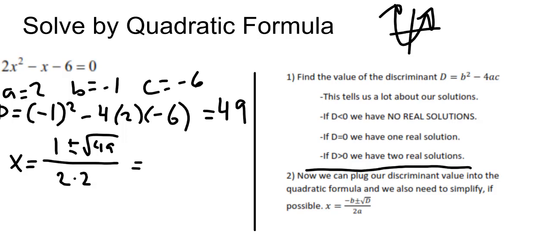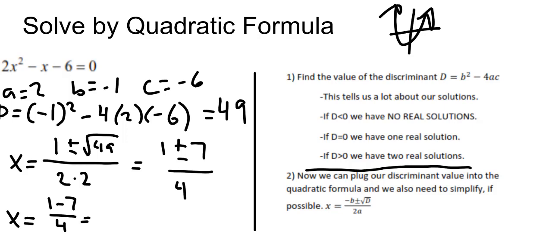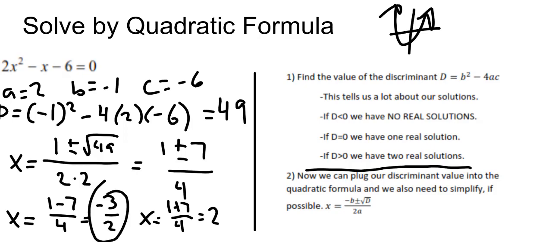So I'm going to simplify this. Hopefully we all know the square root of 49 is 7, and 2 times 2 is 4. Now we can do two different operations. Our first answer would be 1 minus 7 over 4. Well, 1 minus 7 is -6, and -6 over 4 reduces to -3/2 or -1.5. Our second answer would be 1 plus 7 all over 4. That's 8 over 4, which is 2. So we know it crosses in these two spots.